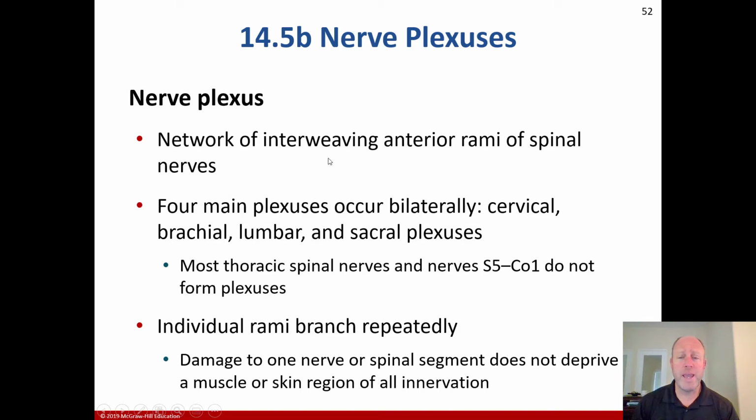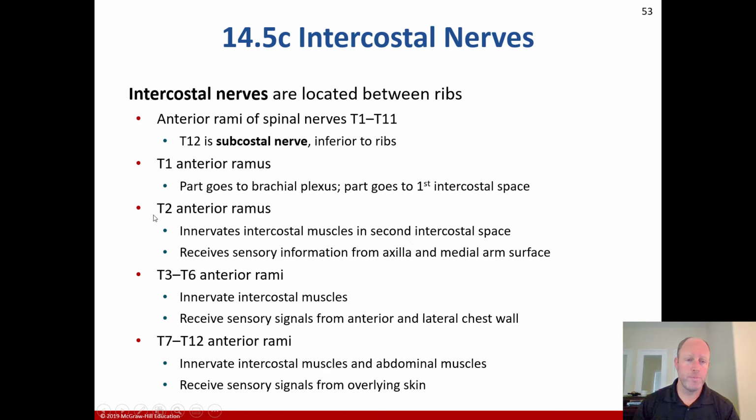Our nerve plexuses now: the network of interweaving anterior rami of the spinal nerves. The 4 main plexuses occur bilaterally: cervical, brachial, lumbar, and sacral plexuses. Most thoracic spinal nerves, and nerves S5 to coccygeal 1, do not form plexuses. The individual rami branch repeatedly. Damage to one nerve or spinal segment does not deprive a muscle or skin region of all innervation.